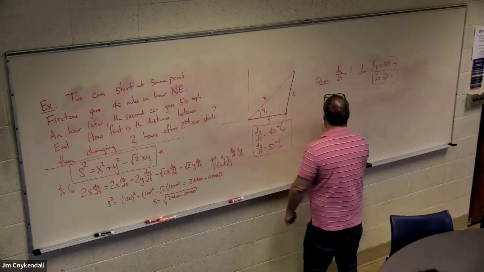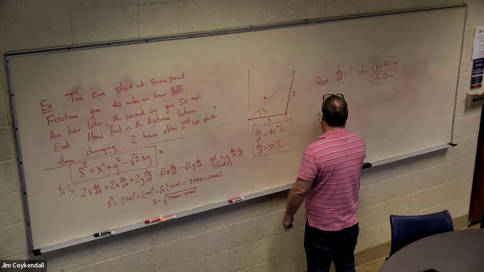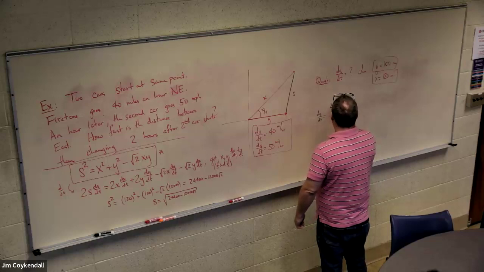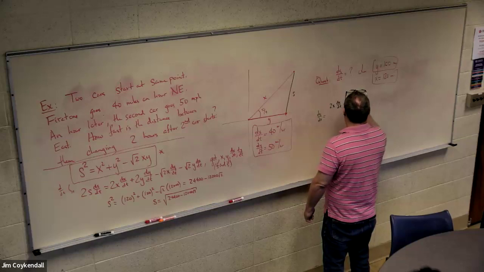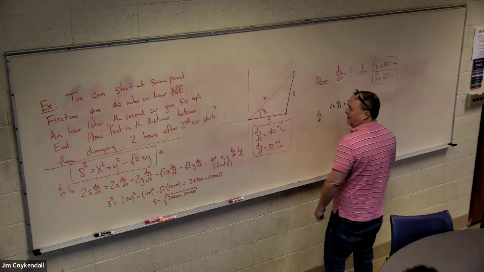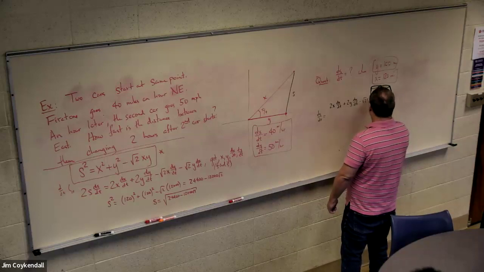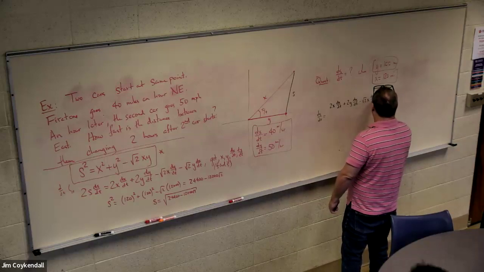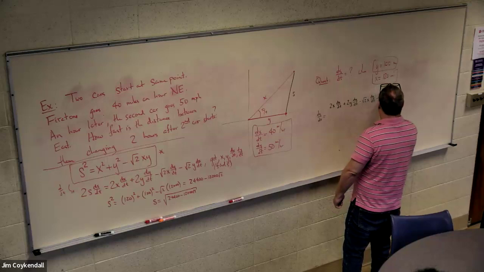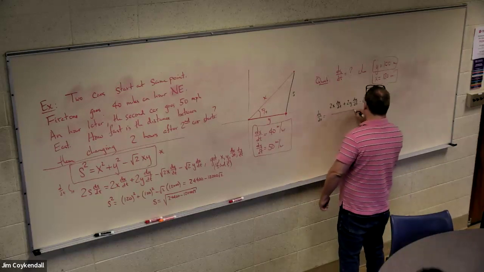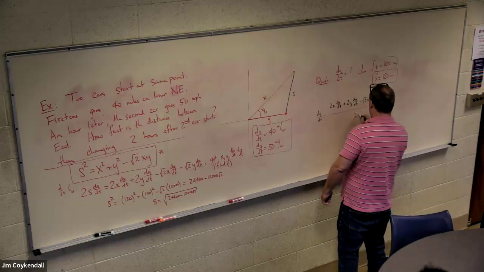So ds/dt is two x dx/dt s plus two y dy/dt minus radical two x dy/dt minus radical two y dx/dt over two s.